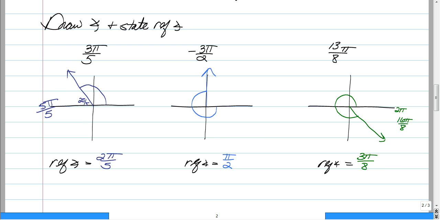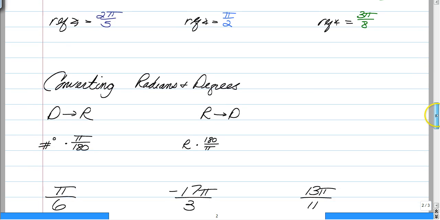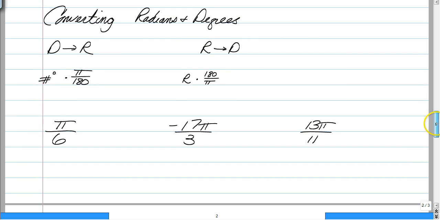Same type of situation. It's the exact same thing. Only difference is you're in radians. So now we're going to convert again, but now we're going to take our radian measure and convert it to degrees. So this is the opposite of what we did in the last video.